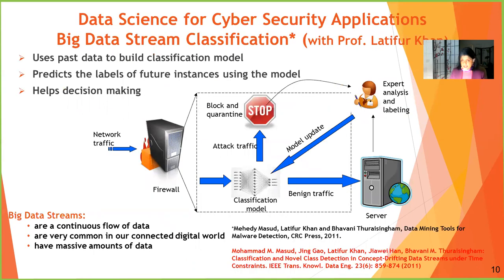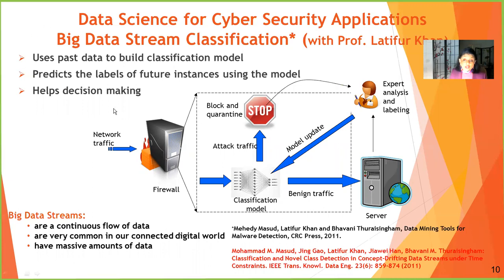So we talked about privacy and data sharing. So policies have to govern everything, right? So the other topic is data science for cybersecurity applications. So what's that? Big data stream classification, right? Typically when you say machine learning, you use past data to build the classification model, the machine learning model. And then you predict the labels of future instances using the model. And that will also help with decision making, right?